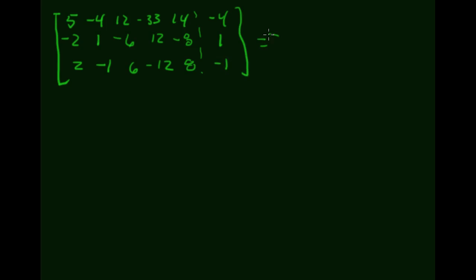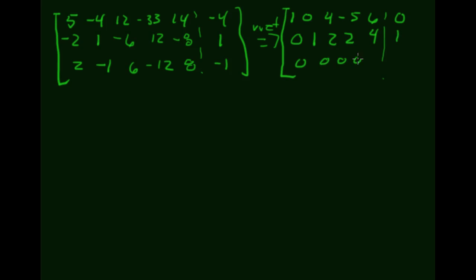Okay, so if you look at the last two rows, it's kind of obvious what's going to happen there. But let's work out what happens when I do Gauss-Jordan. I get 1, 0, 4, -5, 6, 0, 0, 1, 2, 2, 4, 1, and then a row of zeros. Okay, so first off, the rank of A augment B is 2.